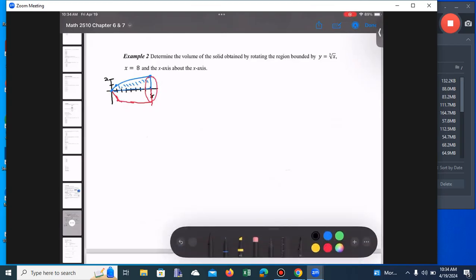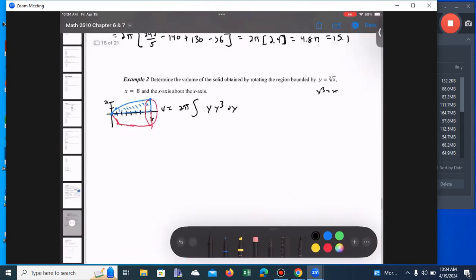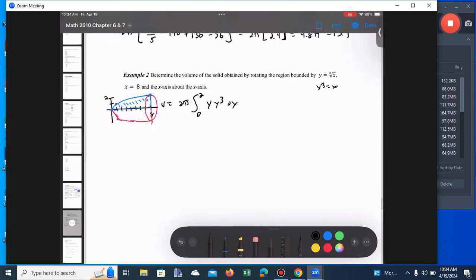All right, so let's set the integral. We're doing it across the x-axis, so we'll be dealing with y. So y, and then this would be, if we solve this for x, y cubed equals x, dy, 2 pi out in front. And then the limits are along your y, since this is horizontal. So we'll go 0 to 2. And so this becomes 2 pi integral from 0 to 2 of y to the 4th dy.